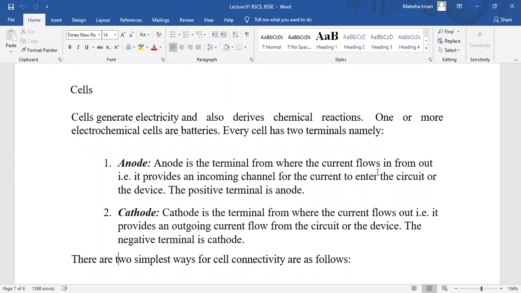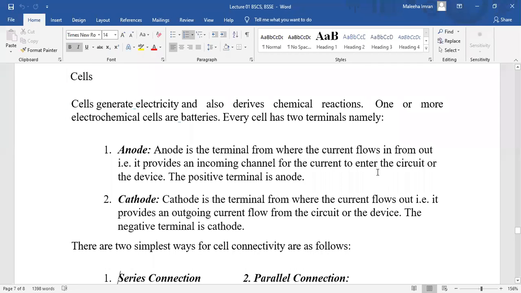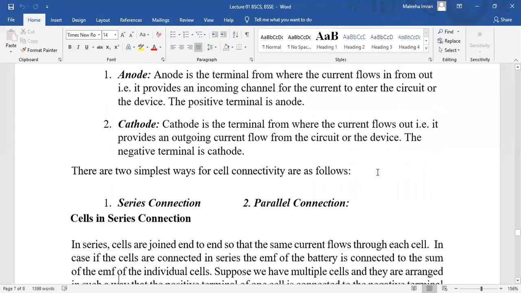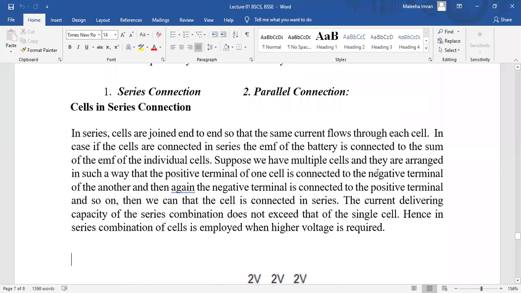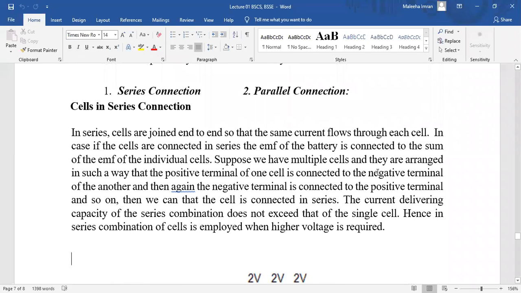So there are how these two cells can be connected. There are two ways to connect the cells. We can connect these cells either parallelly or serially. What is meant by the serial connection and the parallel connection? By serial connection we mean if the cells are joined end to end, so the same current flows through each cell.